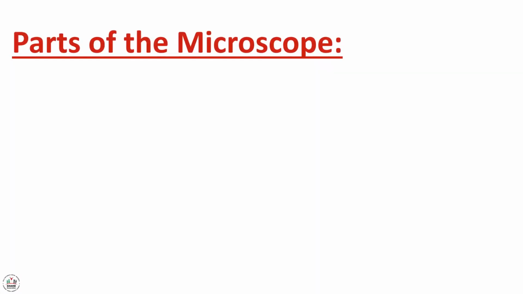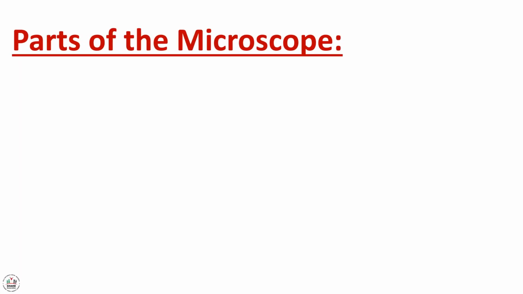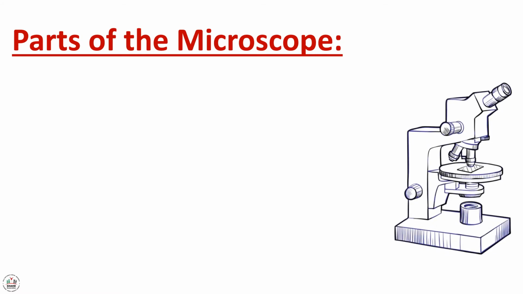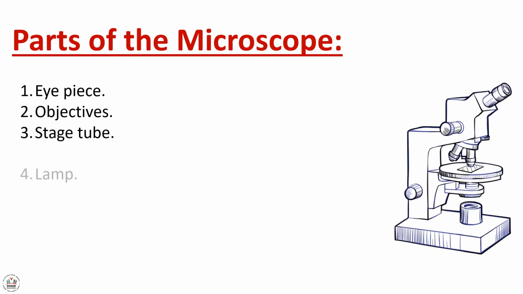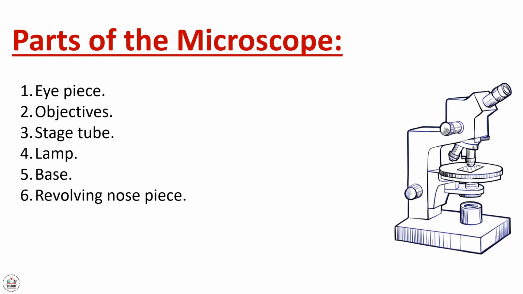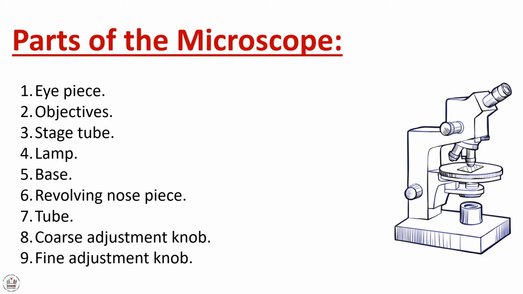What are the parts of the microscope? The parts of the microscope are eyepiece, objectives, stage tube, lamp, base, revolving nosepiece, tube, coarse adjustment knob, and fine adjustment knob. Okay?